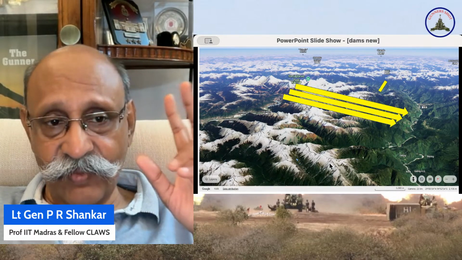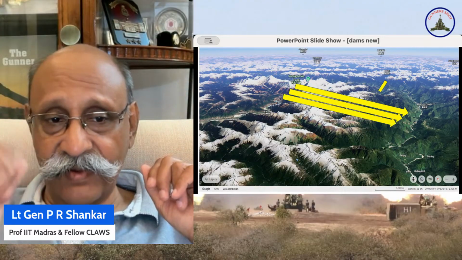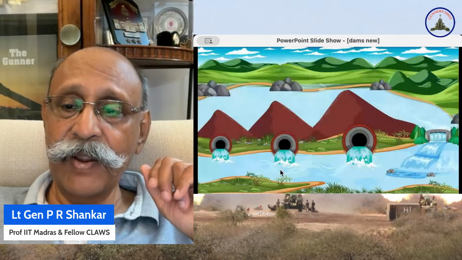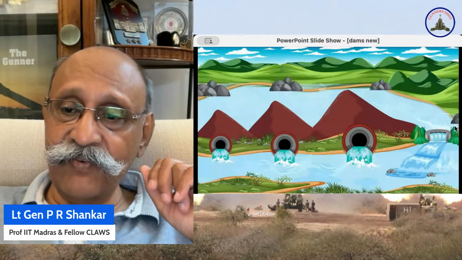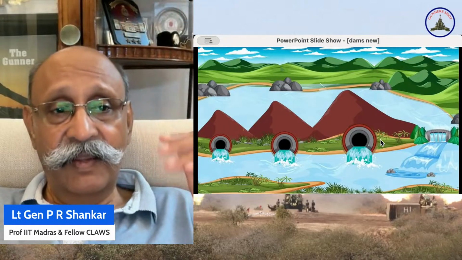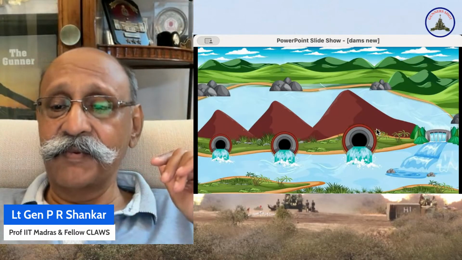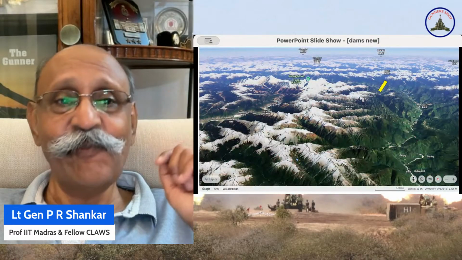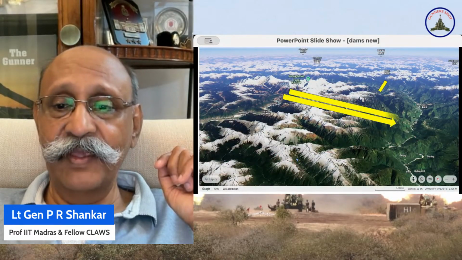Now there are two things they want to do here. One is to get electricity, and then this dam which they put, they want to divert from here and take water down south. That's their long-term plan. And why, I'll come to that a little later. You have to understand the Chinese mind.